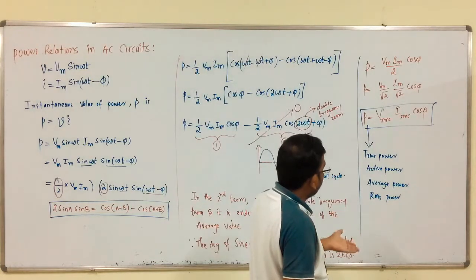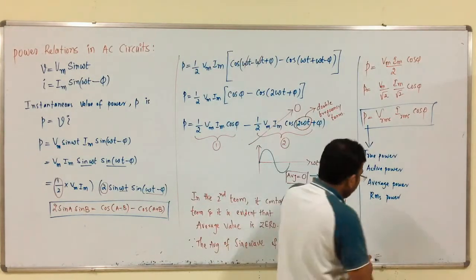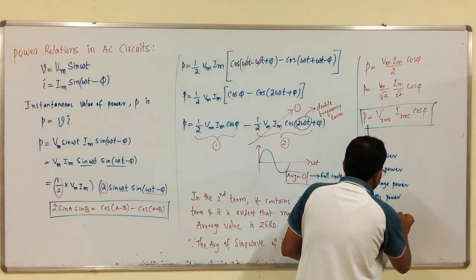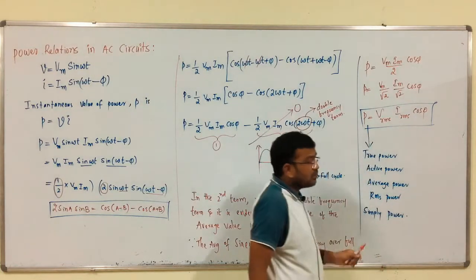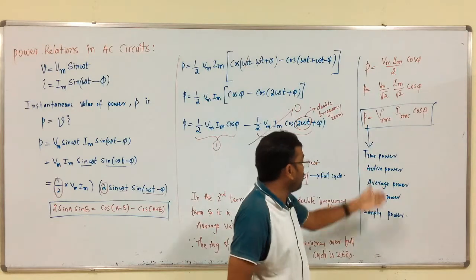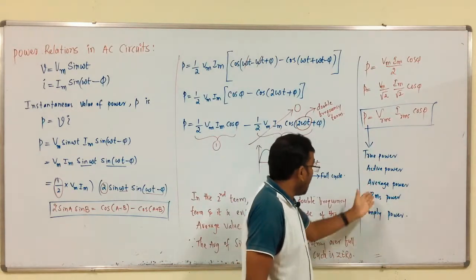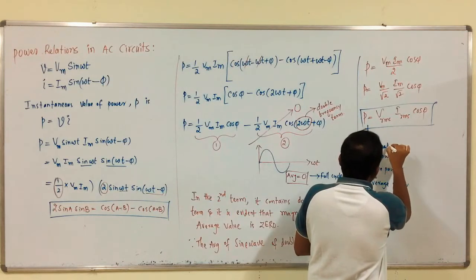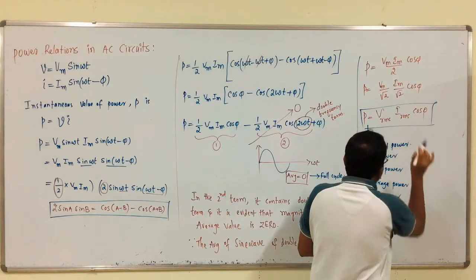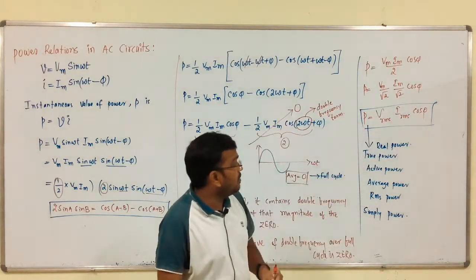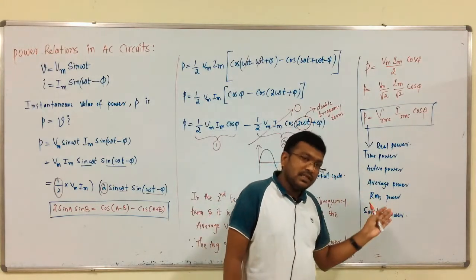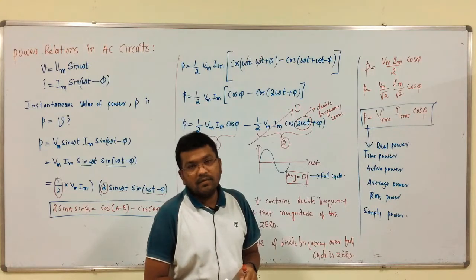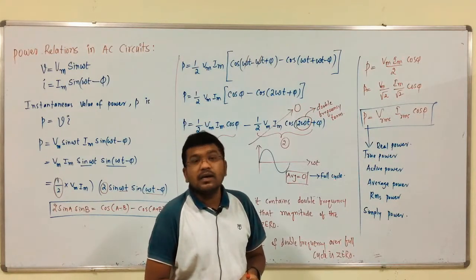True, active, average, RMS power are simply power. So, these are other names of this power: true power, active power, average power, RMS power, simply power or real power. That is V RMS into I RMS into cos phi.